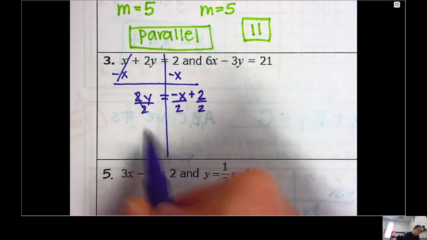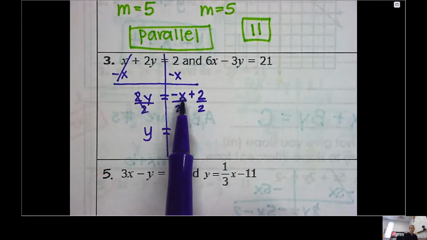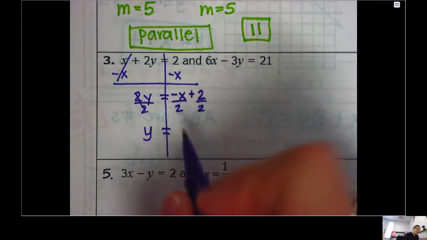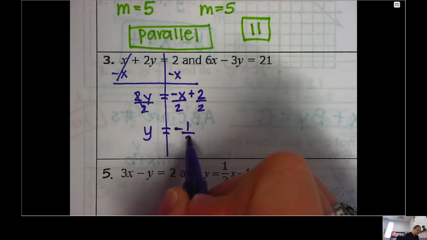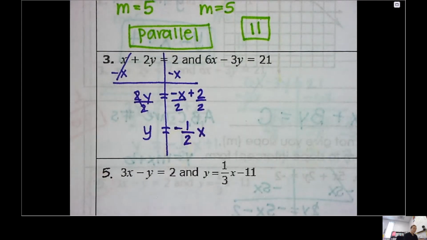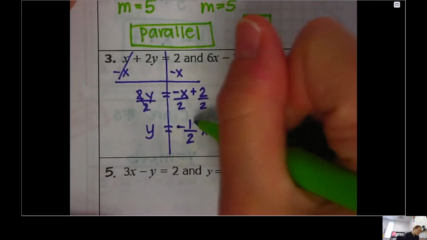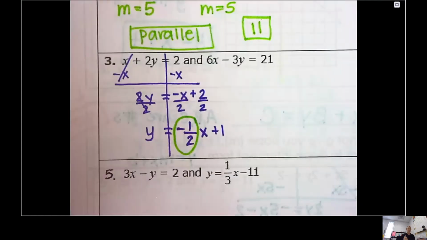Okay. I get y equals, now there's no number in front of the x. What can I put there? A 1. So this is a negative 1/2 x. And then what's 2 divided by 2? 1. Okay, what is my slope of that equation now? Negative 1 over 2. Great, there's my slope.